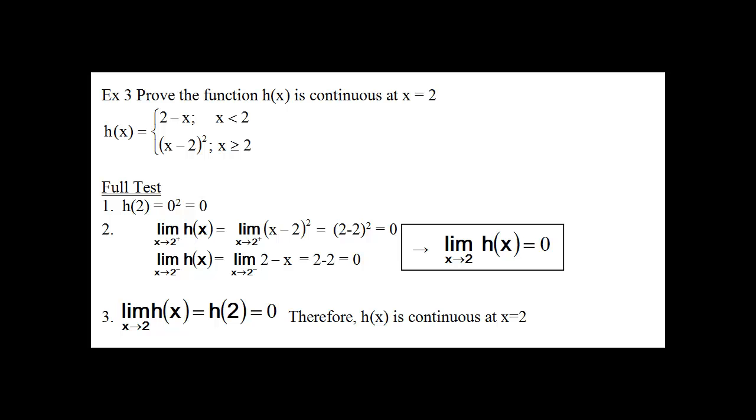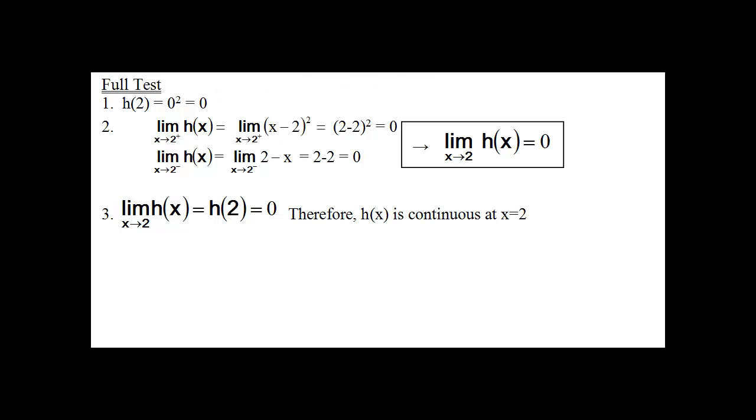Now the third part. We need to show that the limit value as x approaches 2 is equal to the function value at 2, which it is. Both of them are equal to 0. Therefore, we can conclude that h of x is continuous at x equals 2.